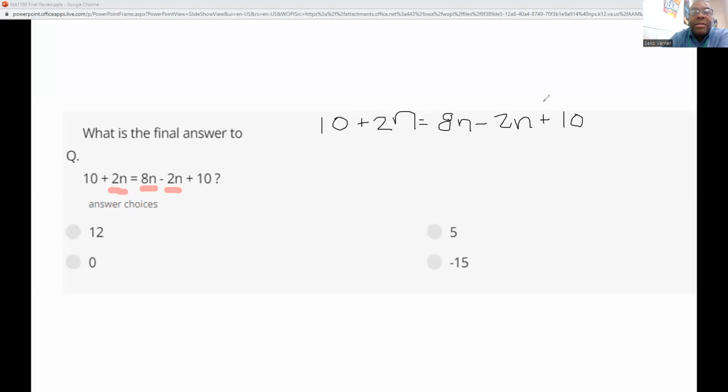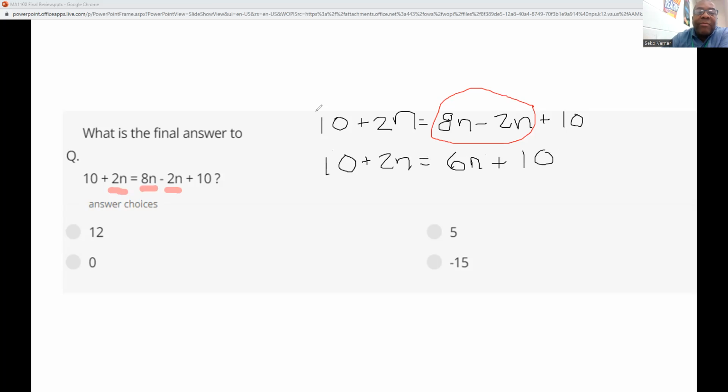Well, the first thing that I see is I can combine these two like terms. This is the n family. I can combine 8n minus 2n, right? And that's going to give me, what, 6n? 8 minus 2. So now I have 10 plus 2n equals 6n plus 10.